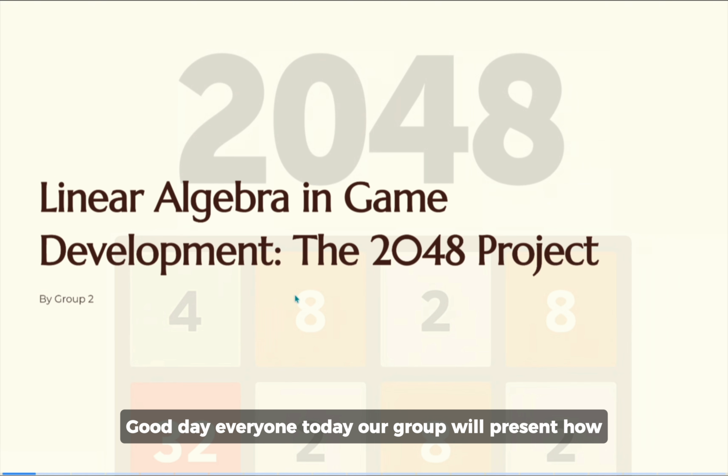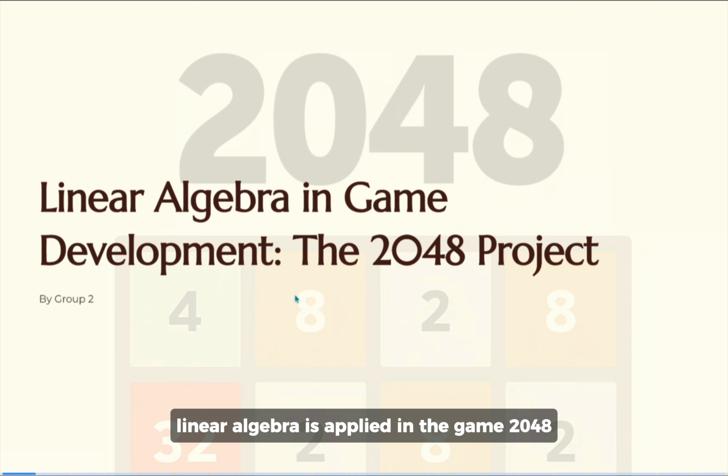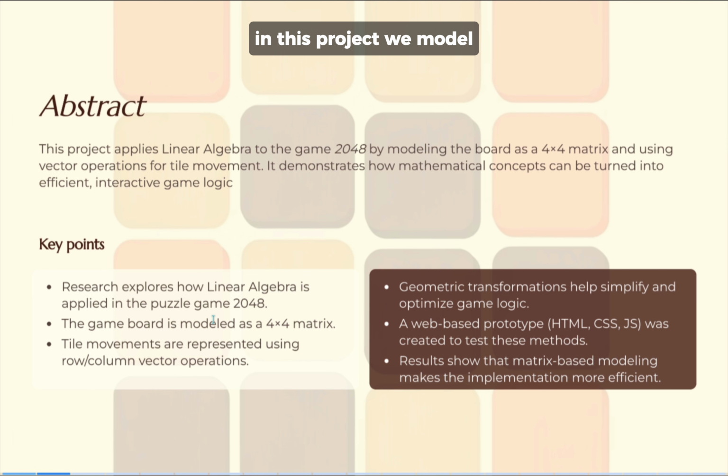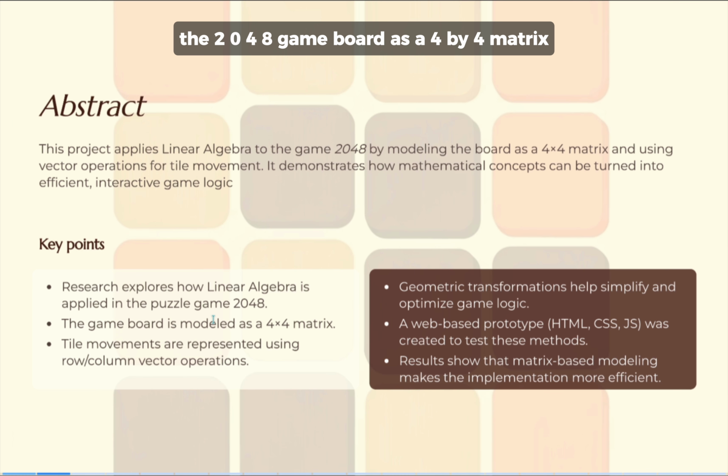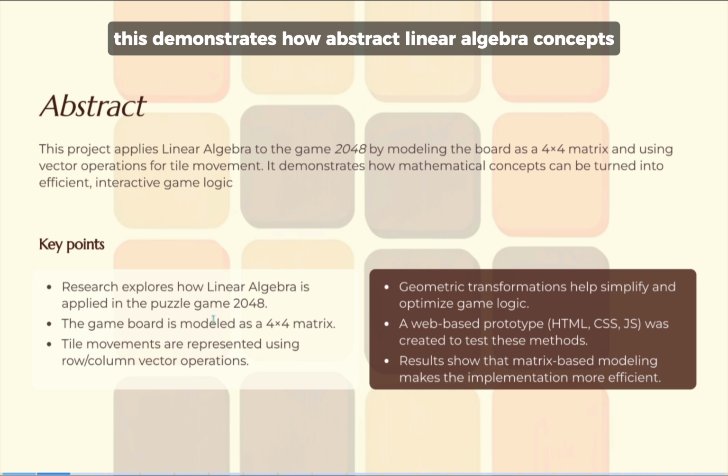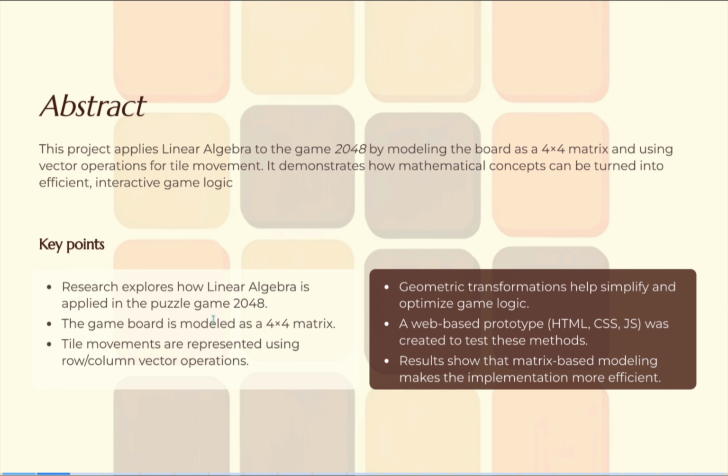Good day, everyone. Today, our group will present how linear algebra is applied in the game 2048. In this project, we model the 2048 game board as a 4x4 matrix where each entry represents the value of a tile. By applying vector operations and matrix transformations, we convert player inputs such as left, right, up, and down into systematic mathematical operations. This demonstrates how abstract linear algebra concepts can be translated into efficient and clean game logic.